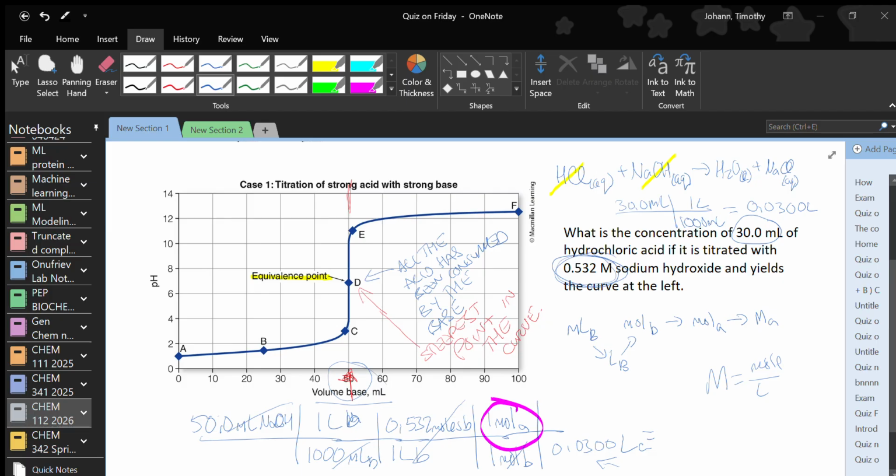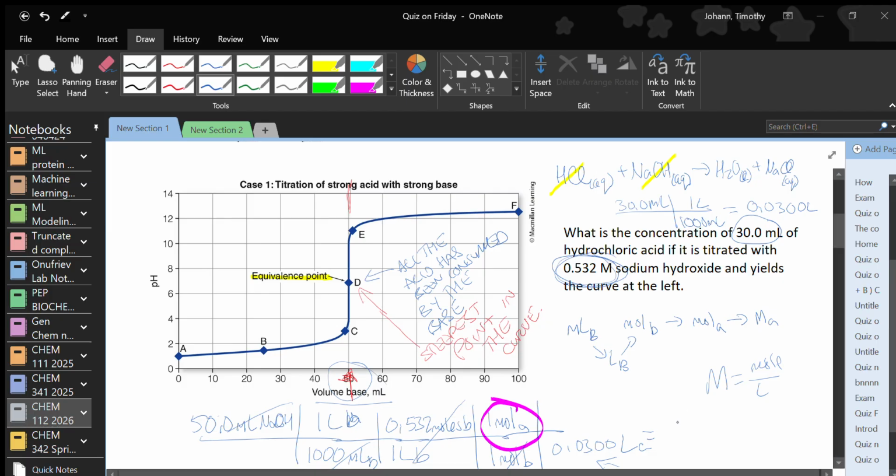And so I'm going to go 50 times 0.532 divided by 1,000 divided by 0.03. And what I get out of that is my concentration of acid is equal to 0.887. I think I gave myself 3 significant figures and everything, so that's what I'm going to do with that. Molar HCl. Okay? And so that would be my first problem.